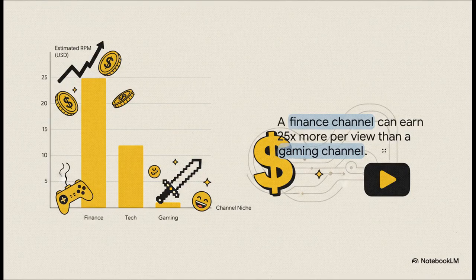Seriously, just look at this chart. A finance channel can pull in an RPM of over $25. Meanwhile, a gaming or comedy channel might be hovering around just $1. The difference is massive, and it all comes down to who wants to advertise to your audience.